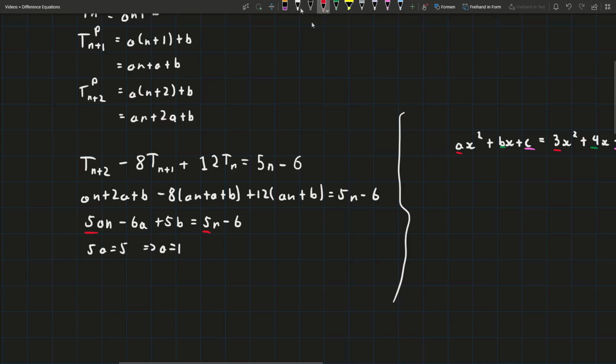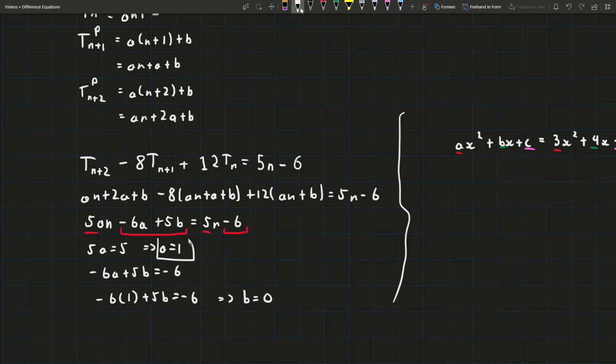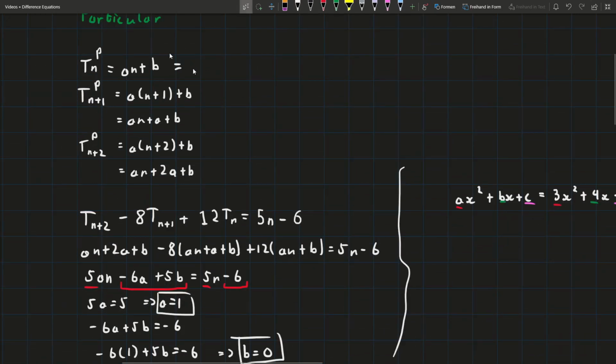And then the constants also have to be the same. So minus 6a plus 5b has to be equal to minus 6. Since a is 1, we know that minus 6 times 1 plus 5b is equal to minus 6. Solve this equation and you'll get that b is equal to 0. So a is 1 and b is 0, which means our particular solution is an plus b, so it's going to be 1 times n plus 0, which is just equal to n. So our particular solution is n, and we're done with the particular solution now.